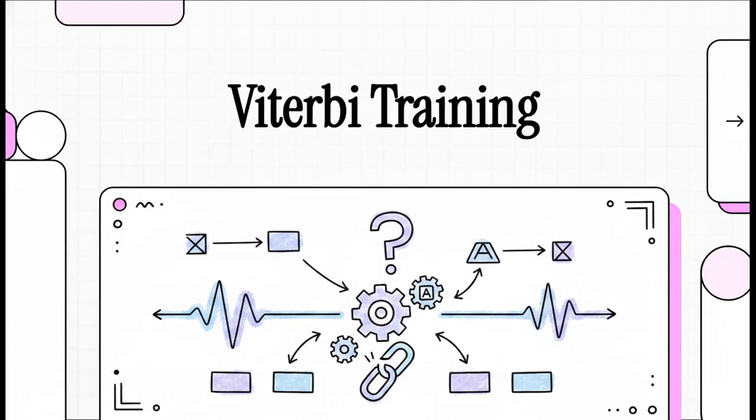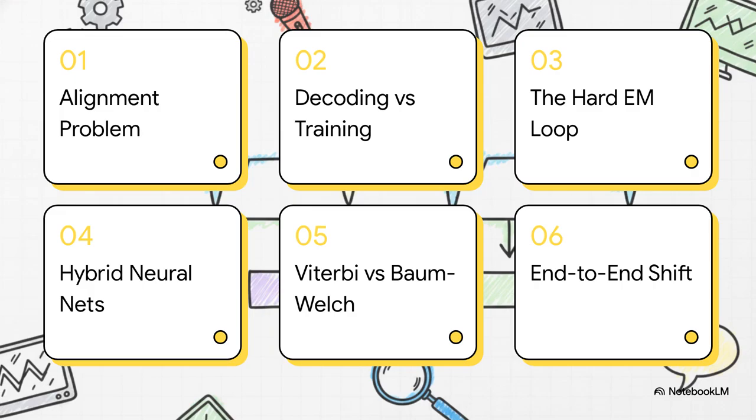Let's get started. We've got a lot of complex ground to cover today, so here is our roadmap. We'll tackle the alignment paradox, contrast decoding with training, break down the hard EM loop, see exactly how it powers hybrid neural networks, compare it to its famous cousin Baum-Welch, and finally look at the modern end-to-end shift.